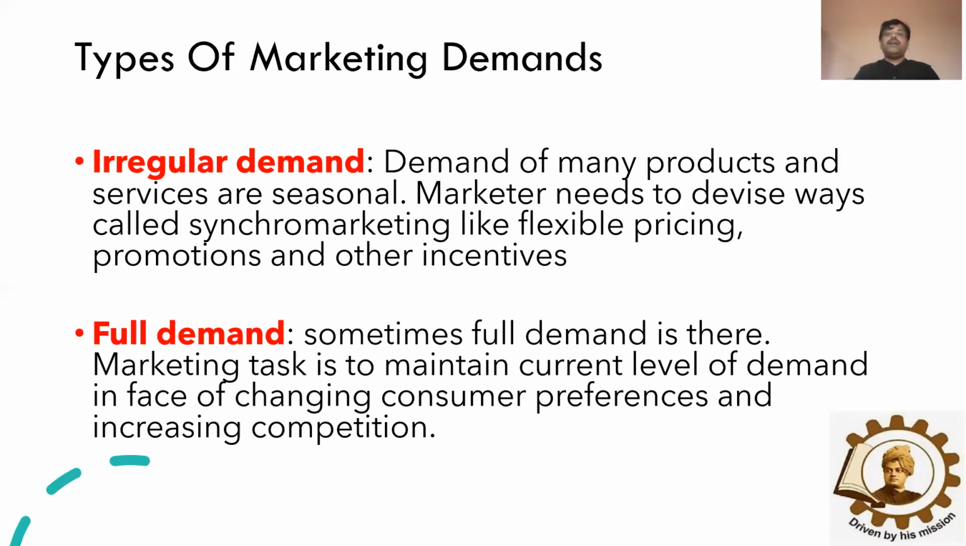Next one is irregular demand. We know there is a concept of the seasonal product, where the product demand would be season based, right? Like in a particular season, there would be a demand. In a particular season, there would be no demand. But the marketer's job is to maintain a regularity in the demand throughout the year by adopting different kinds of marketing strategy. Take an example, selling ice cream in winter, selling air conditioning machines in the winter. So that's the concept of the irregular demand.